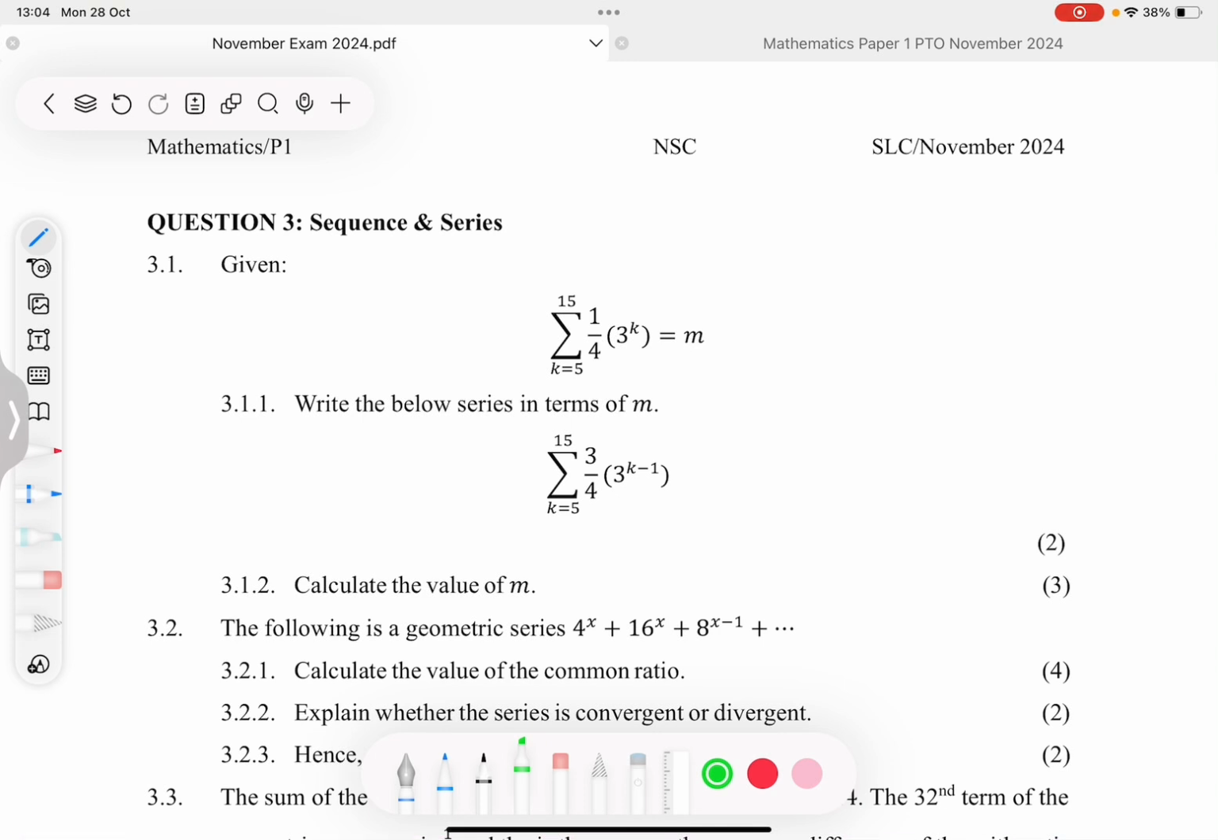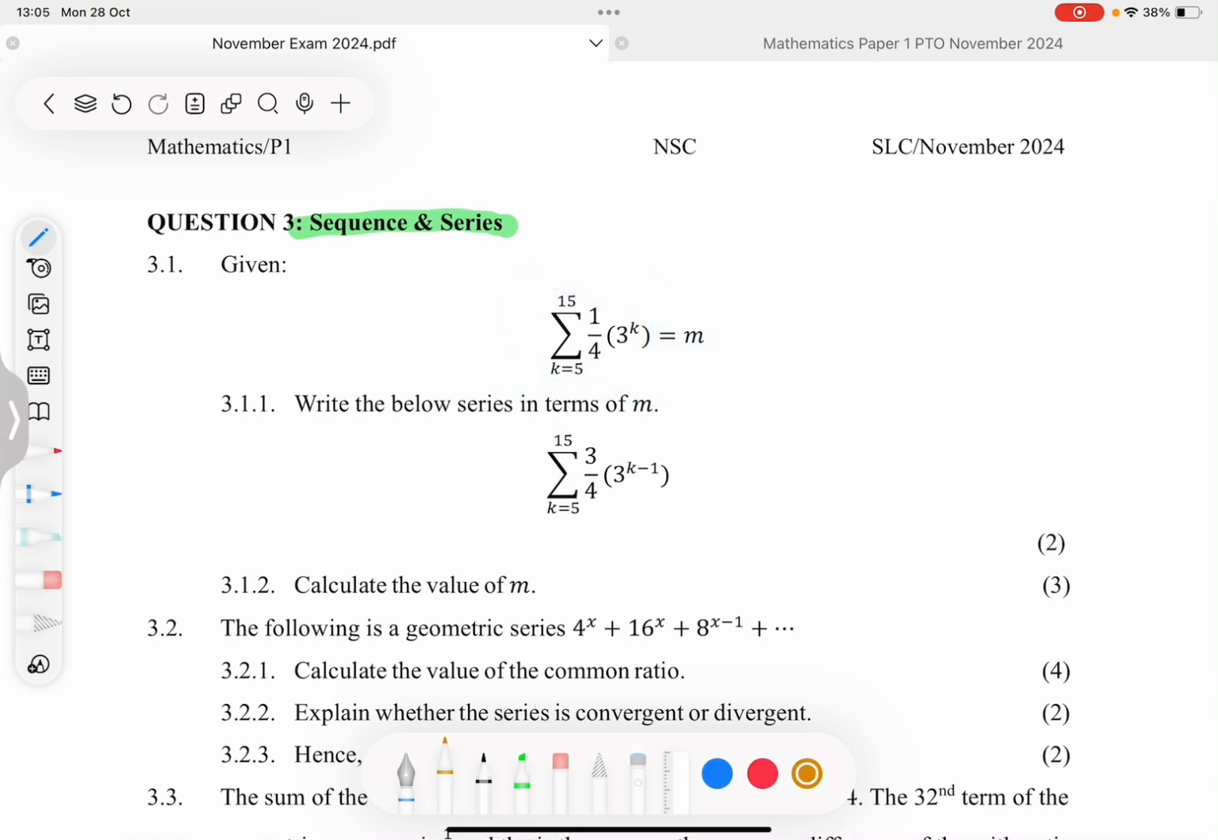Question 3 will focus on sequence and series. You are most likely going to get a question around the geometric sequence as the last question on question 3. In this question 3.1, they've given us the sum of a series and they say it is equal to m.